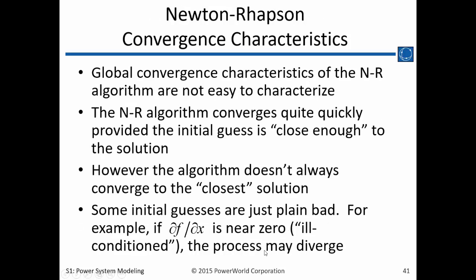The convergence characteristics of Newton-Raphson. The global convergence characteristics of the algorithm are not easy to characterize. The Newton-Raphson algorithm converges quickly, provided the initial guess is close enough to the solution. However, the algorithm doesn't always converge to the closest solution, and some initial guesses are just plain bad. For example, if the derivative is near 0, which we call ill-conditioned, the process may diverge and you may find your solution blowing up instead of converging to a solution.